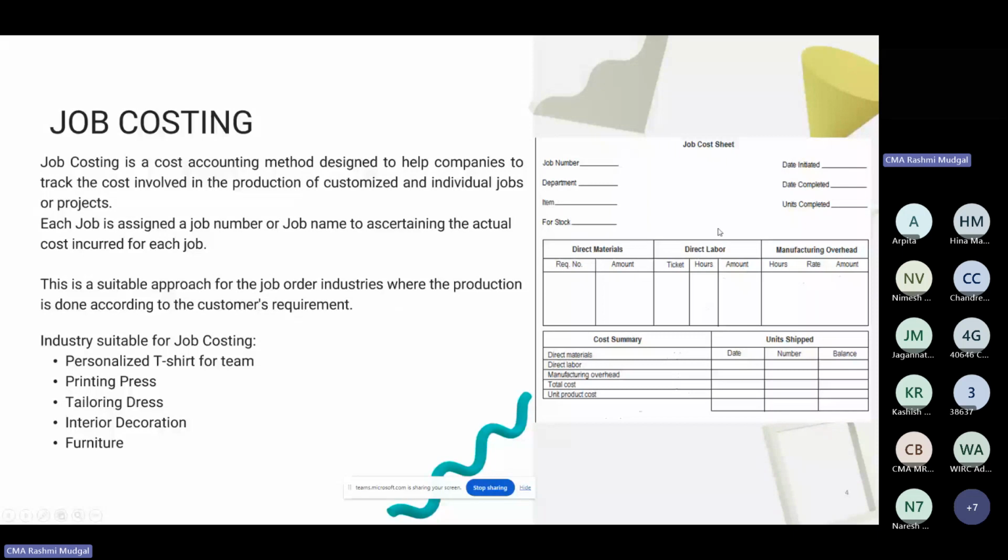Here the job number is there, the department, the date initiated, the date completed, and units completed, so that we can calculate the job costing and the number of days or hours we have spent on this job. So we can see here the costs are part of this, over the period of time.